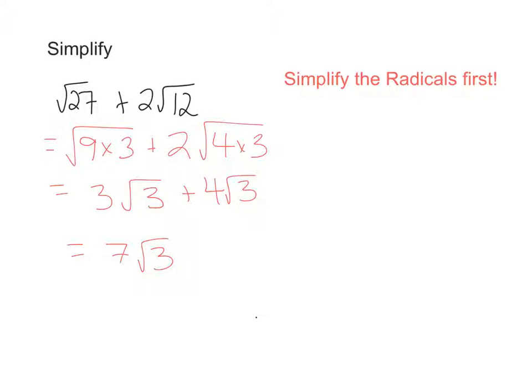You need to do that simplifying first to know whether or not they're like radicals. If you go back to the ones we did before, they were already simplified. One had a root 10. 10 doesn't have a perfect square factor. One had a 5. 5 doesn't have a perfect square factor. So we didn't have to do this step. But if you do have unsimplified radicals, then you have to do that.